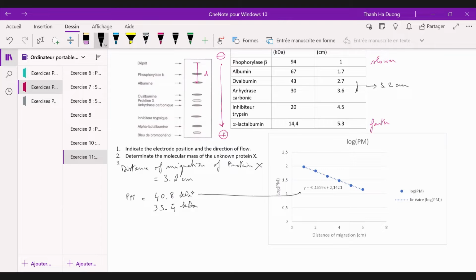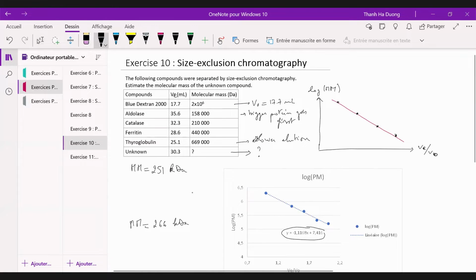So in exercise 10, the original is Dalton. So we also keep this Dalton. You can use Dalton or kilodalton. You should find the same line, but your equation will be different. That's all. Okay. Thank you. No problem.